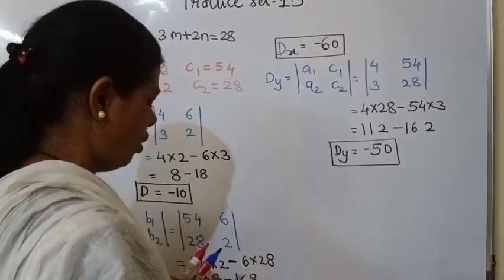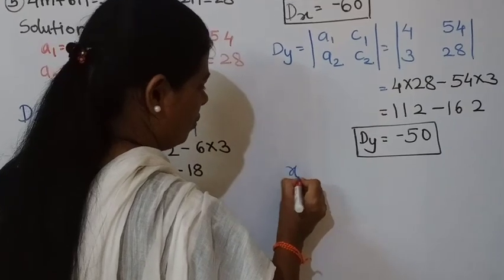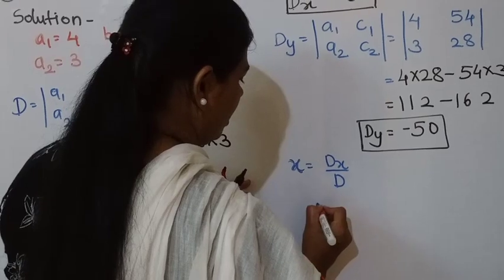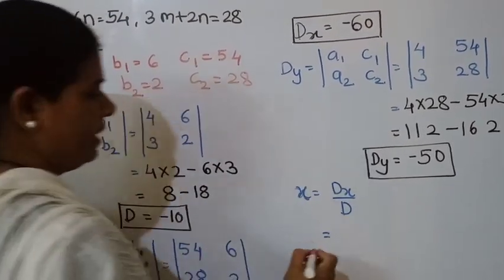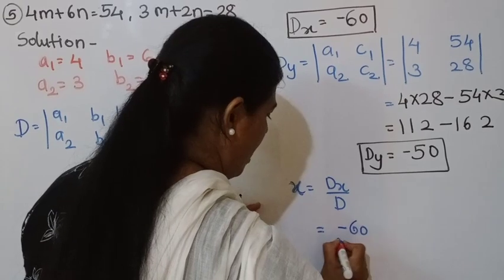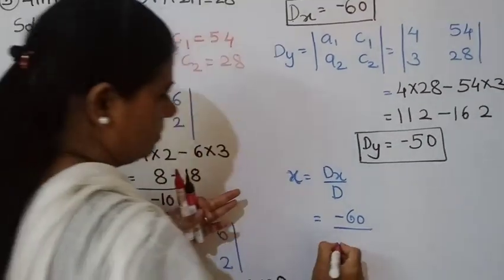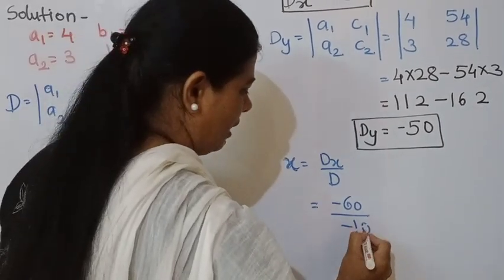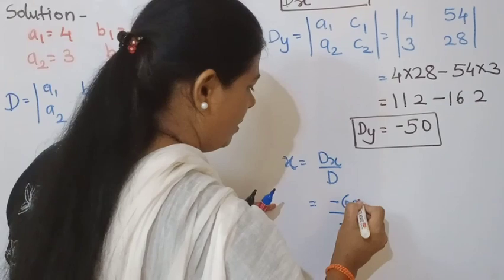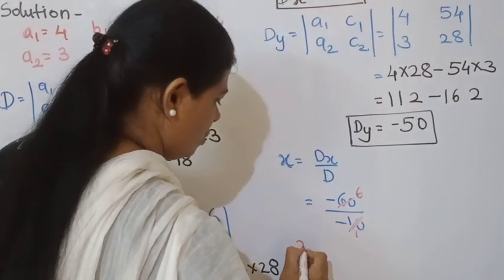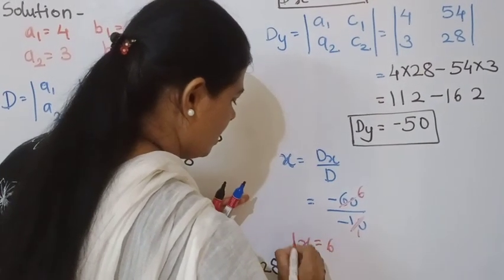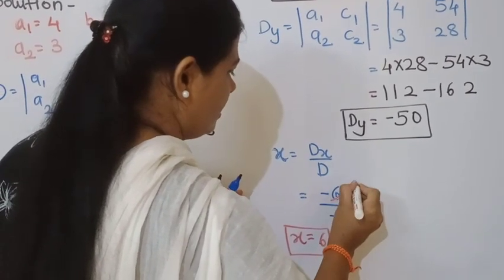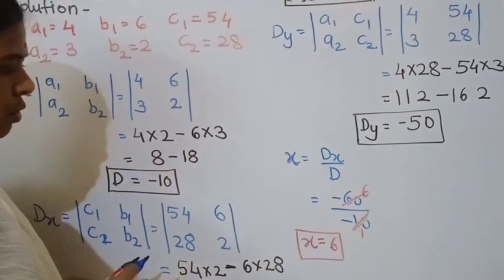Now we will find the value of x. So the formula is x equal to dx upon d. The value of dx is minus 60 and the value of d is minus 10. The minus minus sign will get cancelled, and 10 ones are 10 and 10 6s are 60. So the value of x is 6. You have to divide: 10 ones are 10 and 10 6s are 60. You will get the value of x.